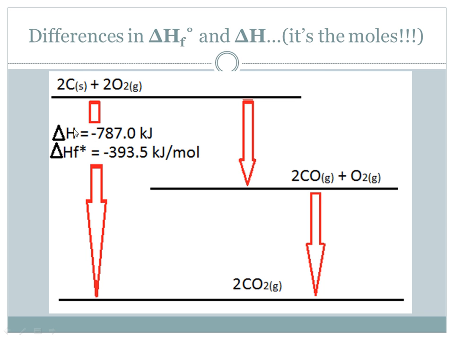Delta H looks at the reaction as it's written, which has 2 moles of carbon monoxide and 2 moles of oxygen and 2 moles of carbon dioxide. So you're going to multiply it by 2 to get your delta H. The difference is in the moles.